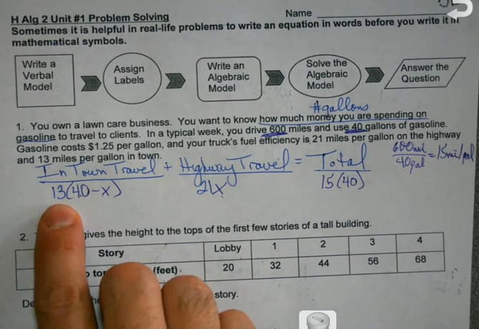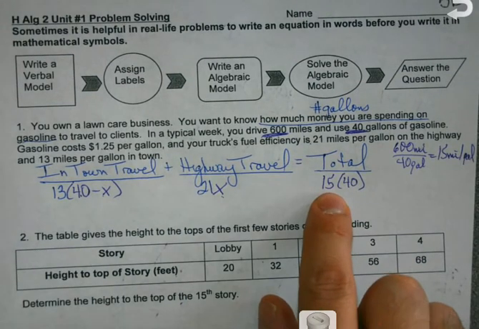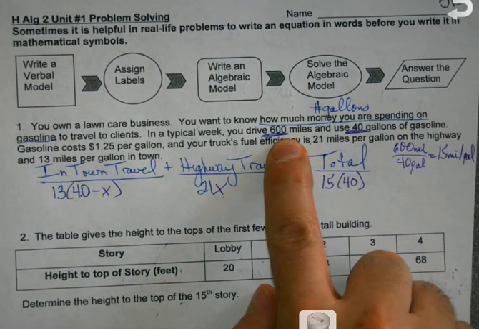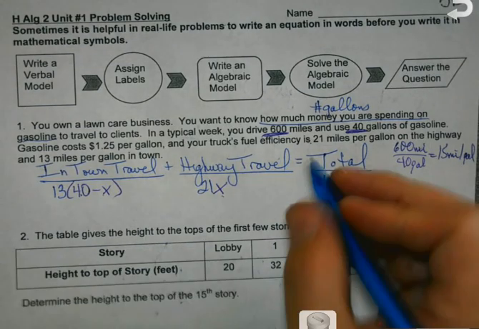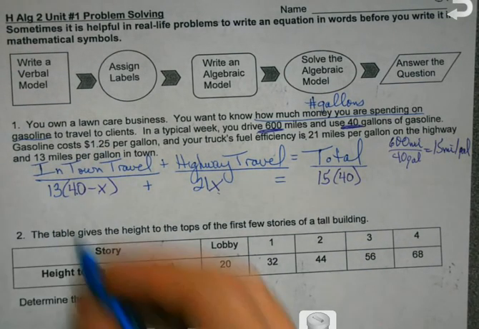So some of it in town's 13. Some of it on the highway is 21. I don't know how much of either. But I know I'm going to average 15. Because 15 times 40 gets me back to my original 600. It lets me kind of visually see how this works. Now I actually got to solve this. It took long enough just to set it up, right? Because it looks like I've used all my values here, except the $1.25, which we'll do here in a moment.